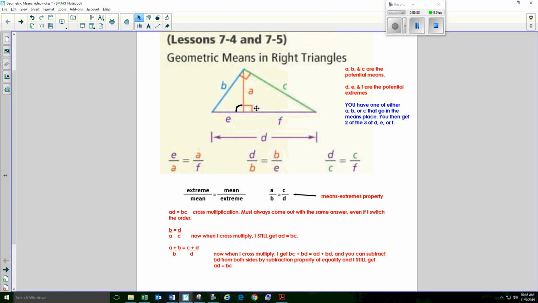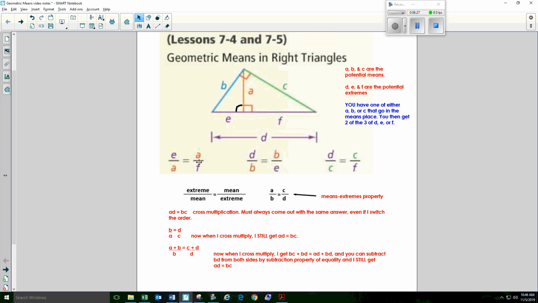These ones down here are never means. These down here, the D, E, and F, so E is that short segment, F is the long one, and D is the entire one, E plus F. Those are my potential extremes. Notice in purple, those are these three, two of these three each time. So you have one of either A, B, or C, just one of these. And then of the D, E, and F, you get two of those three, every time.